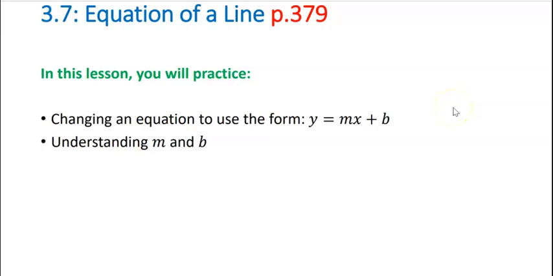Hi there, we're going to take a look at equation of a line. This lesson, we're going to practice two skills. First up, we're going to change equations to use the format y is equal to mx plus b. That's our linear equation. And then we're going to break that equation apart and understand m and b, what they mean, and where they're located in that linear equation.